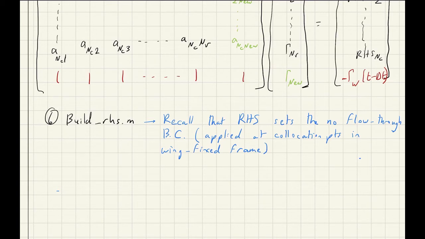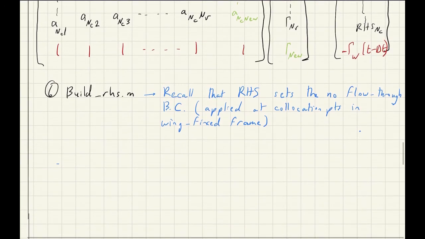So it's pretty much like the setup we had last in the steady lecture. We find the velocities induced at the collocation points due to the kinematics, as well as the wake in the case of unsteady flow. And we find those at the collocation points in the wing fixed frame, just like we did in the steady situation.